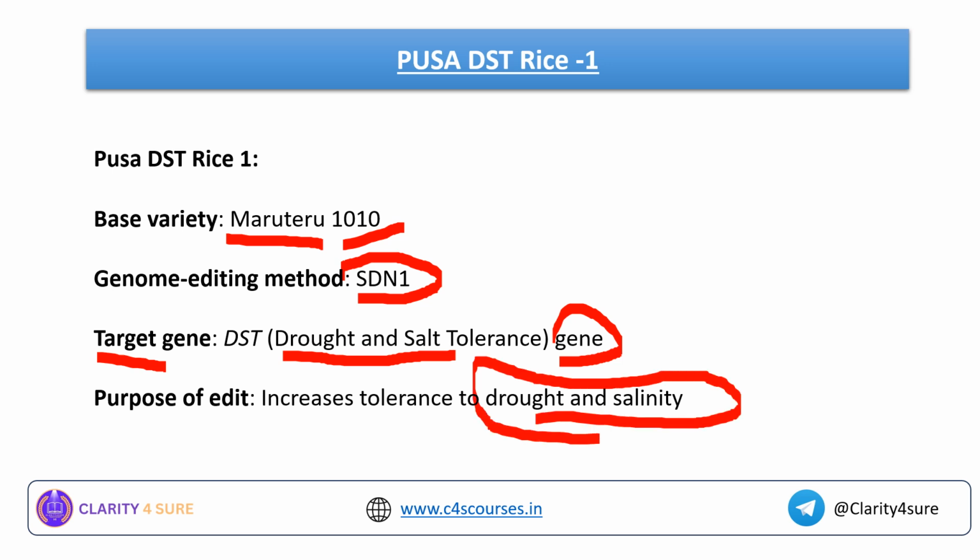Okay, so these are all the important points which you have to note down regarding the base variety from which these two gene edited rice varieties have been developed, what method has been applied, and what was the targeted gene in these particular base varieties to come up with the gene edited rice varieties.